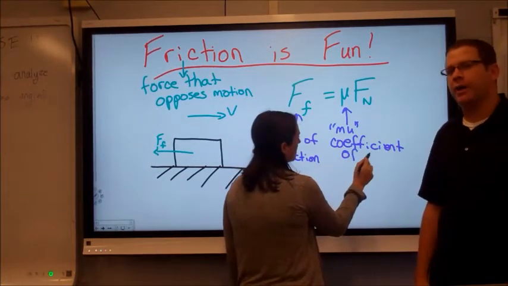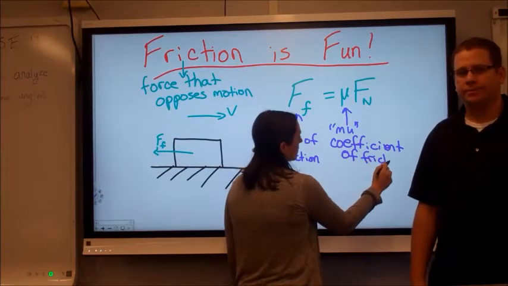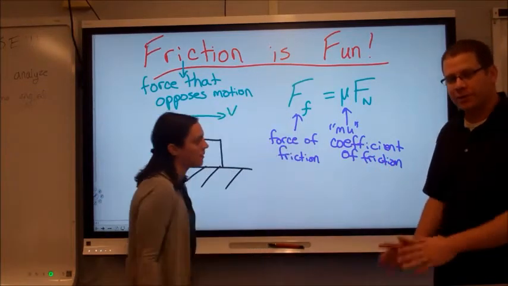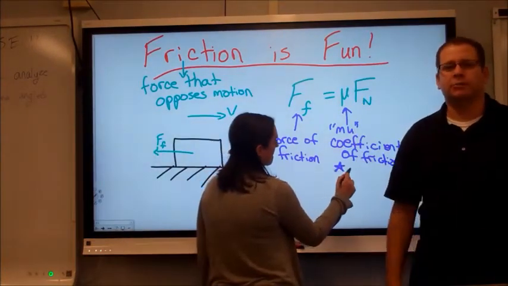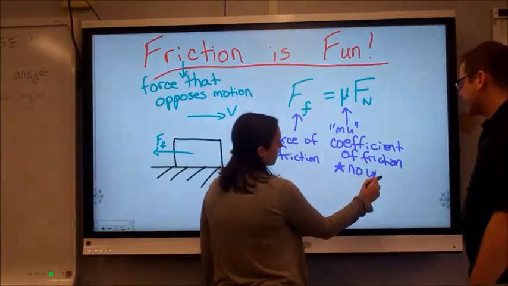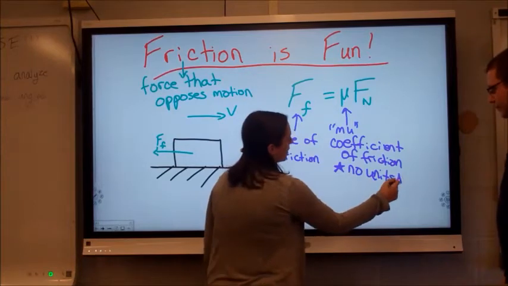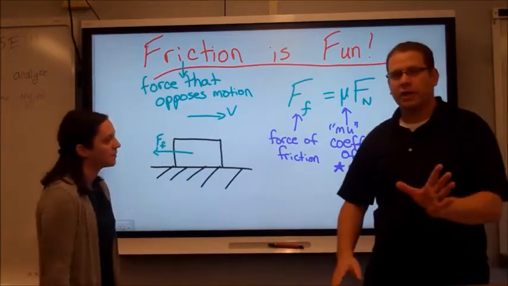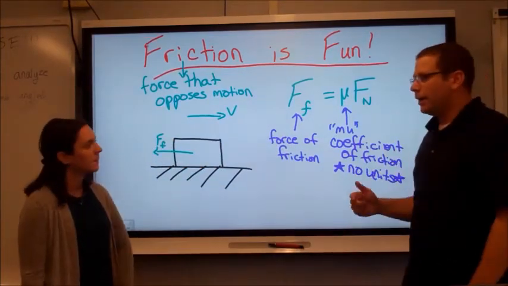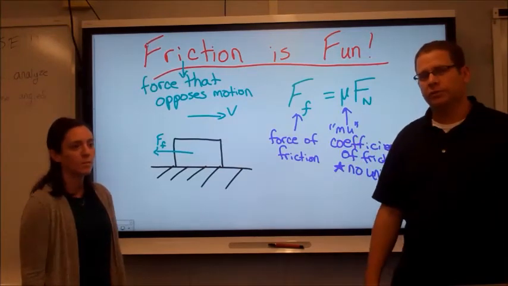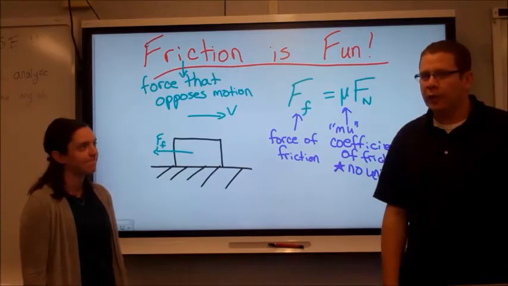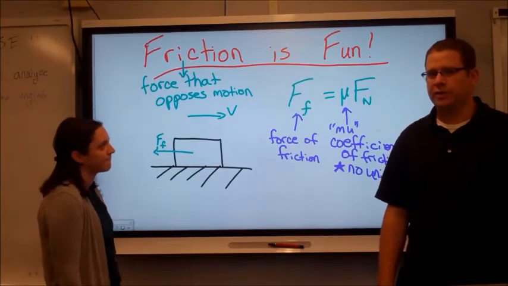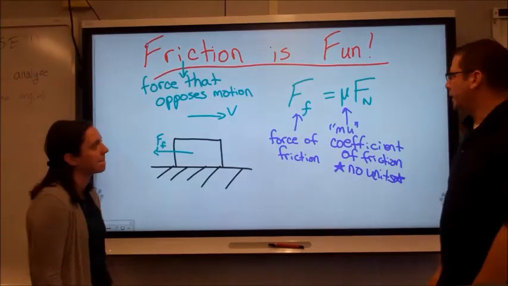Now here's a great thing about mu. It has no units. Woohoo! It's the first thing that we've talked about this year that's what we call dimensionless, which means it has no units. So here's a good thing to actually think about. If we ask you to calculate a mu, and you give me back a number with a unit, you might be wrong, because mu doesn't have any units. And think about why that would be.